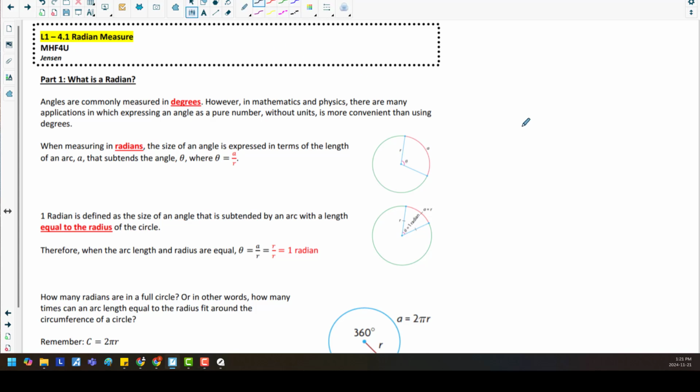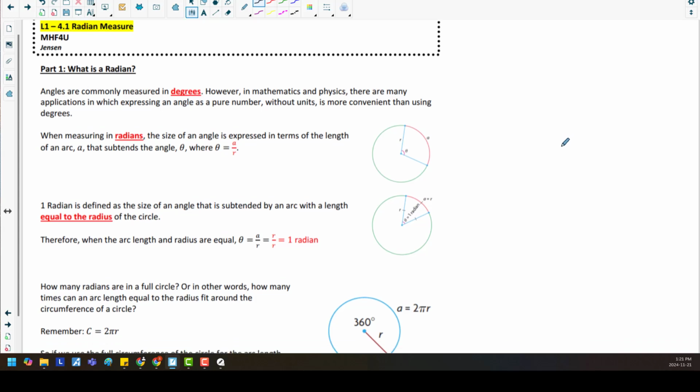What is a radian? Angles are commonly measured in degrees. Hopefully you remember from last year. But in mathematics and physics, there are many applications in which expressing an angle as a pure number without units is more convenient than using degrees. So when measuring in radians, the size of an angle is expressed in terms of the length of an arc A that subtends the angle theta, where theta is equal to A over R.